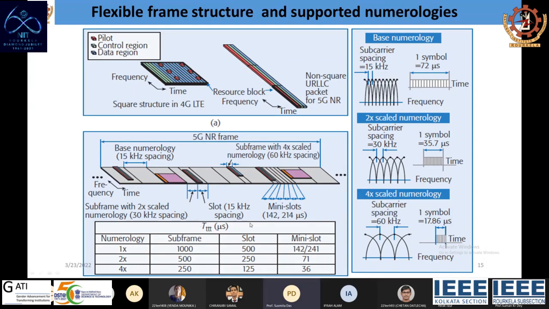This is shown here. To support this flexible frame structure, we need an advanced receiver equipped with fast tracking and simultaneous decoding functions incorporated. Here we can also see the subframe with 2x scale numerology and subframe with 4x scale numerology. You can see the 5G NR frame structure. The time to transmit with each numerology is linear in the slot and table. You can say 5G stands for dynamic numerology adaptation.